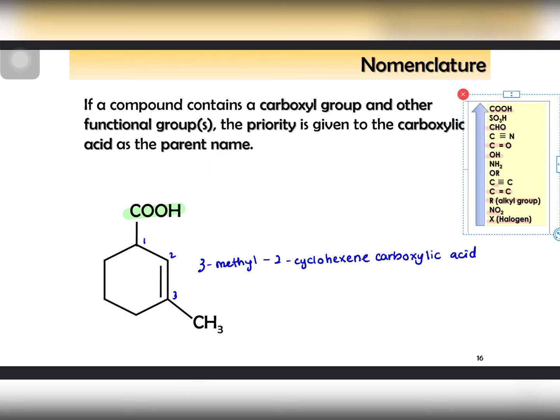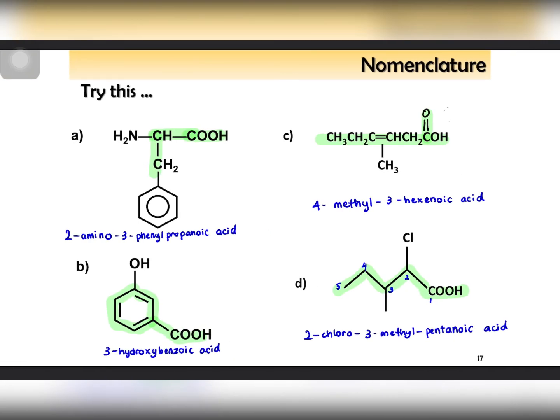Okay, so kita tengok semula this list. Okay, so untuk this one, remember COOH it has the highest priority compared to other functional group. So, this one, dia akan jadi 3-methyl 2-cyclohexene because you have hexene, carbon-carbon double bond, carboxylic acid. Now, let's have a look at this extra exercise.